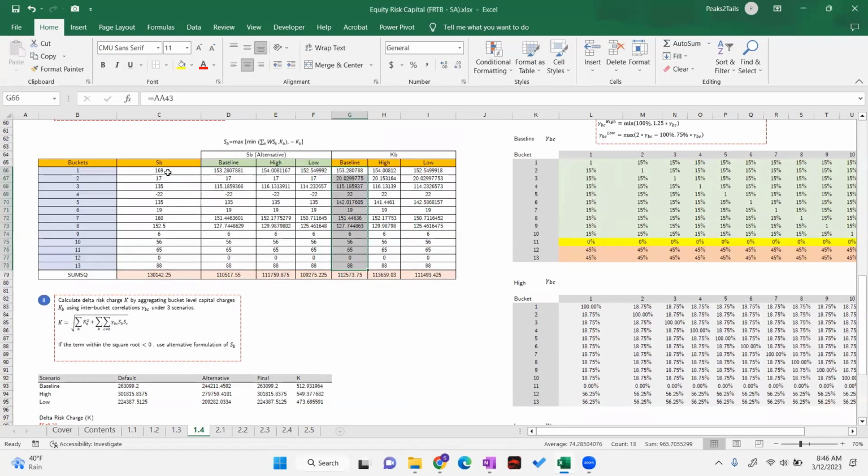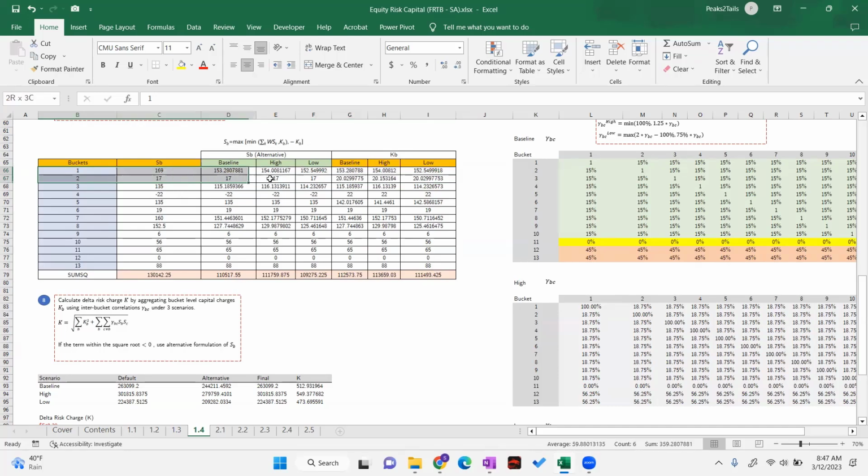SB times SC again will come from here. All right, so I'll just give you a simple example. Let's pretend there are only two buckets. How will we do it? 153 square plus 20 square plus 2 times baseline gamma BC, whatever it is between 1 and 2, that is 15%. So 2 times 15% times SB SC, 169 times 70. That's what you'll do.